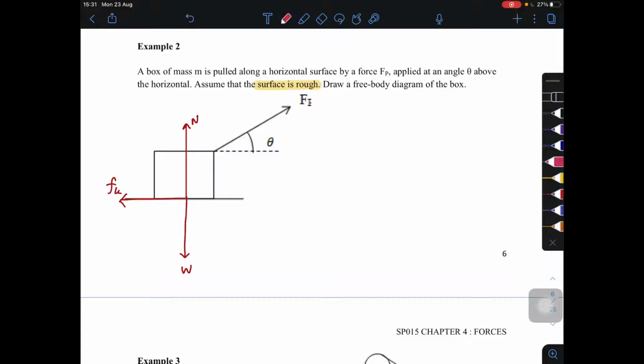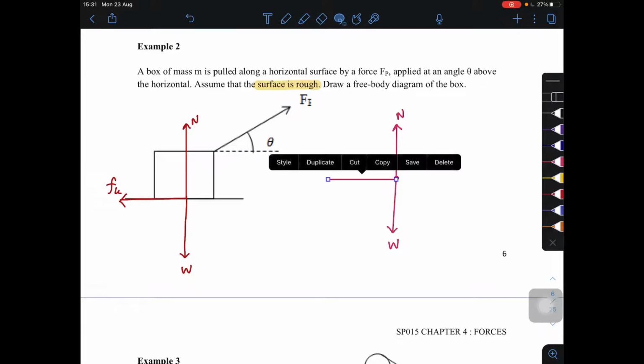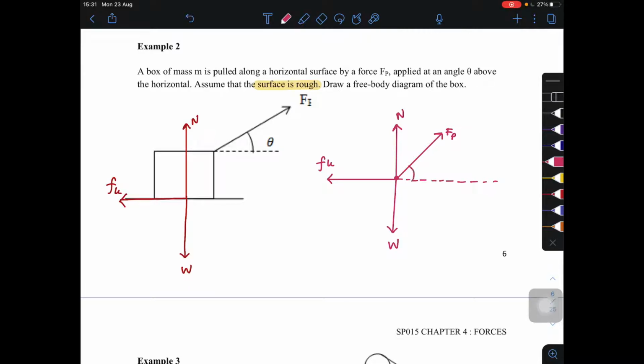Okay, now we want to draw the FBD. So start with a dot here, and then weight going downward, and then normal going upward, and then FK going to the left, and then FP is at this direction, okay, FP with an angle. So this one kena dotted line because it is not a force, and then here is the angle. I think yeah, that's it for example 2. We have normal, friction, weight, and external force, and don't forget to label the angle.